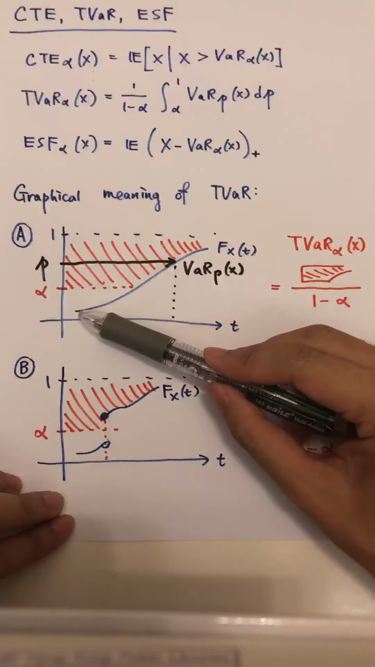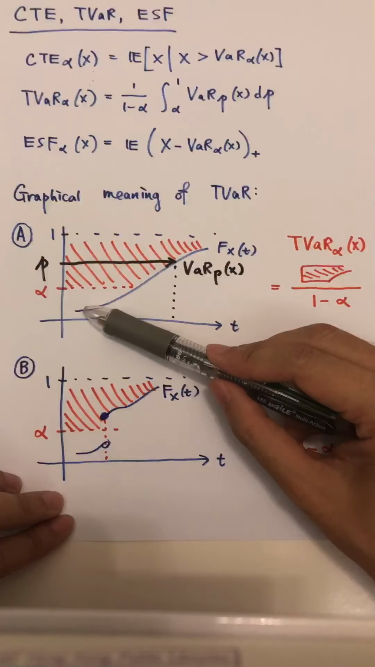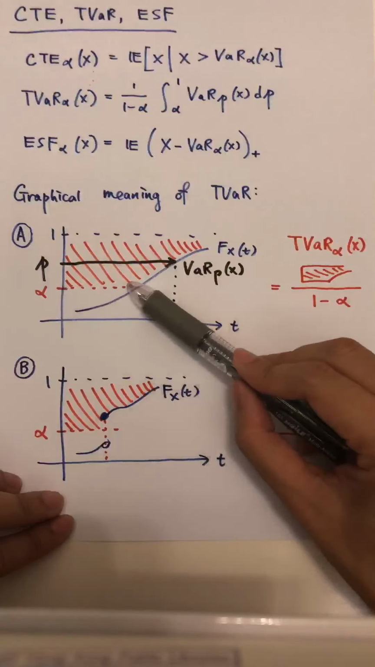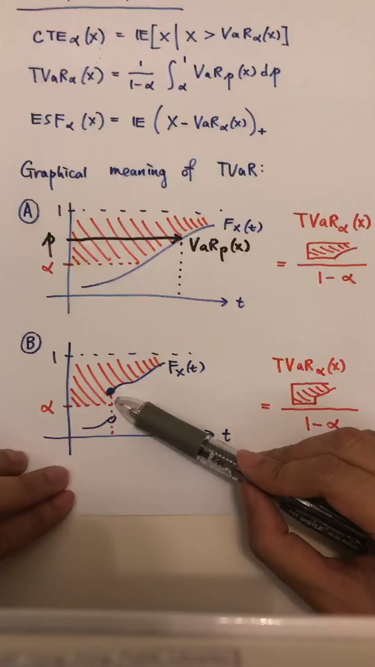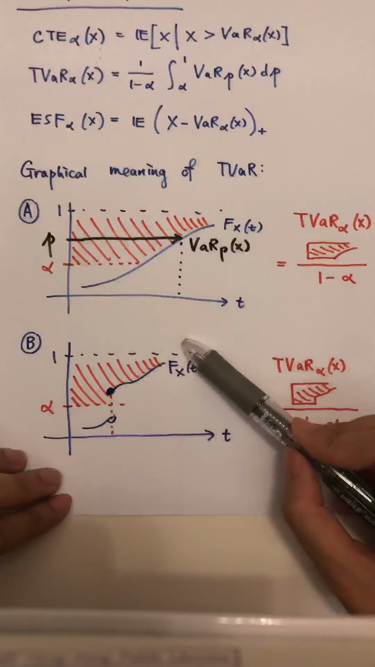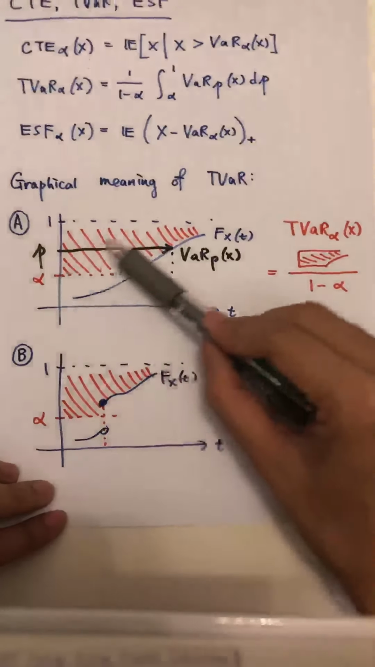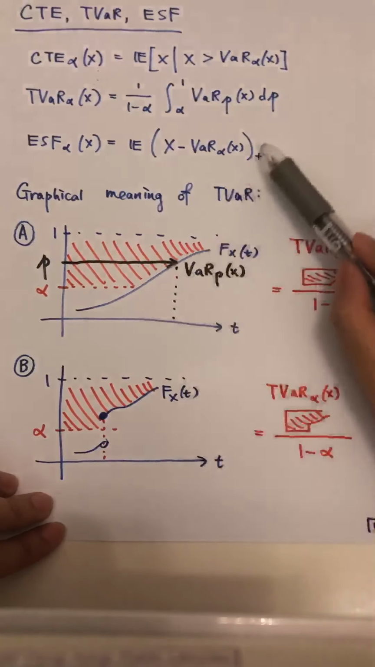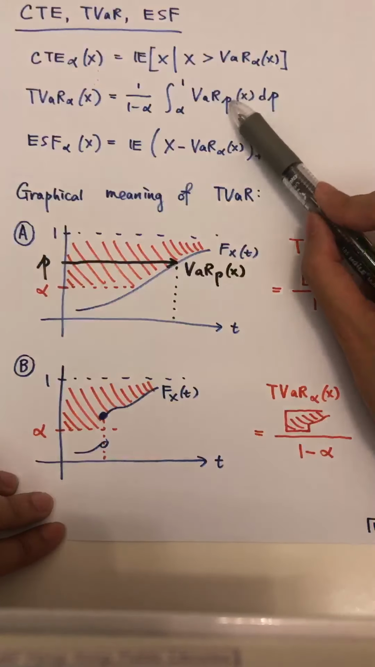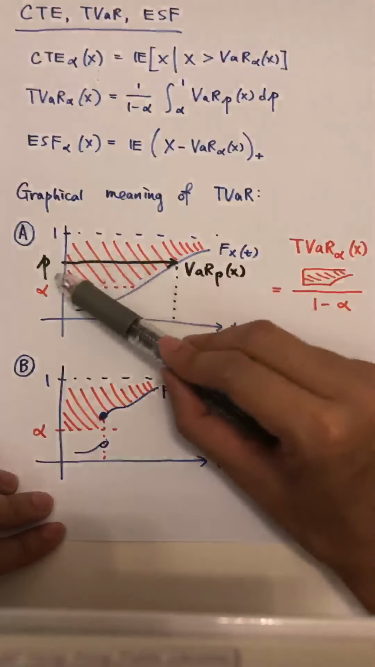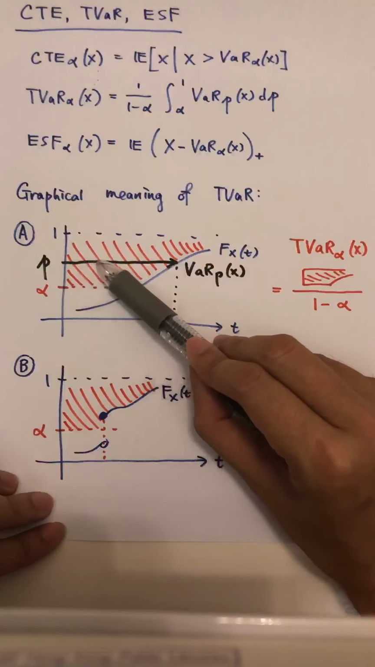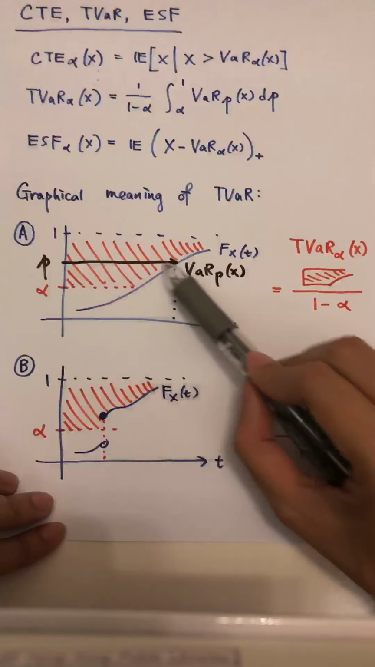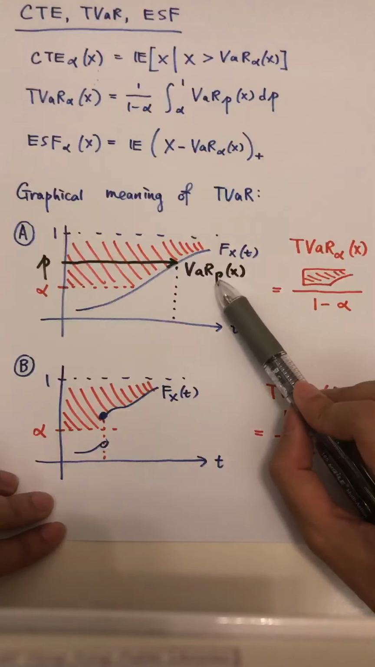Remember in the previous video, we have 3 cases when we draw the CDF curve, depending on whether we have one intersection, no intersection, or the horizontal line meets a horizontal portion of the CDF. So now let's look at the first case. Alpha is here, we draw the horizontal line. Now, what is the meaning of this integral? P is a number between alpha and 1. Let's say p is here. When we draw the horizontal line, the length of this black line is the value at risk of x at level p.